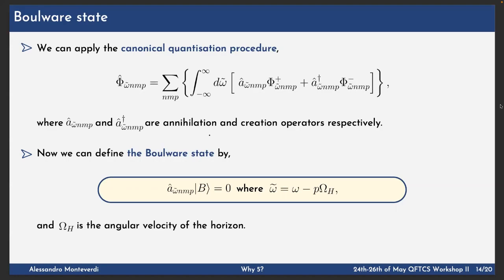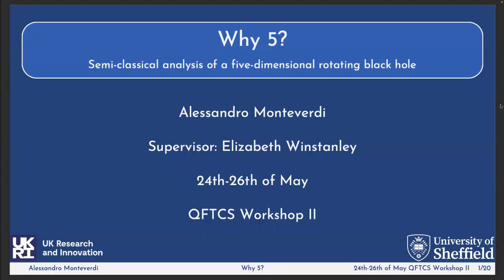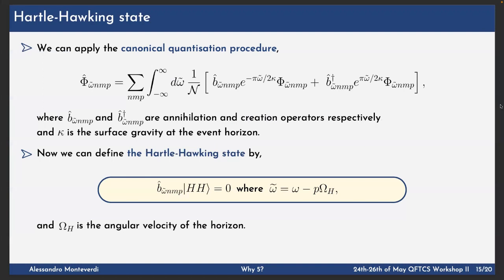But we can do exactly the same thing with the Hartle-Hawking state. We can apply the canonical quantization procedure. The Hartle-Hawking state is a bit different. We have different coordinates and it's a thermal state. But what we get is a slightly different form. We can define the annihilation and creation operators, b and b dagger. In exactly the same way, we can split between positive and negative frequencies and define the Hartle-Hawking state. So we built two quantum states over this curved spacetime.